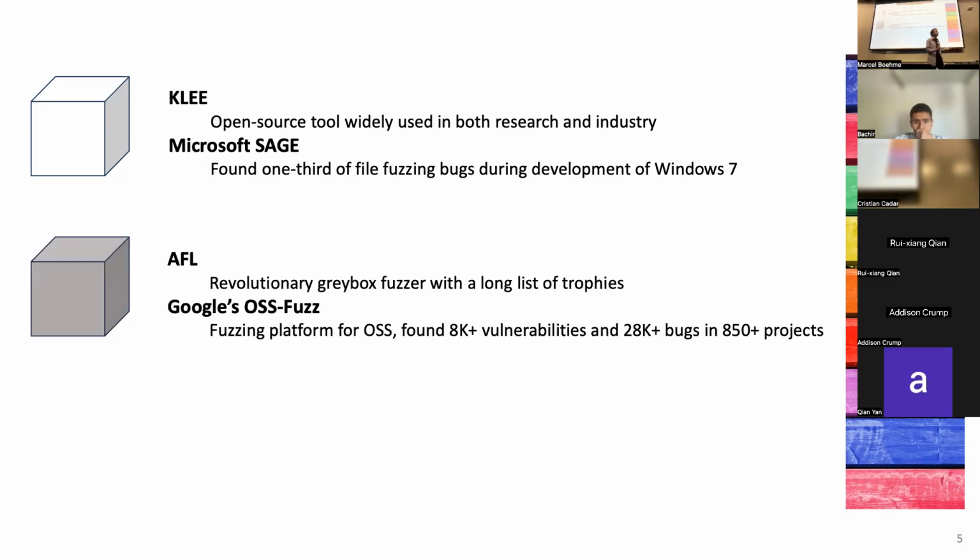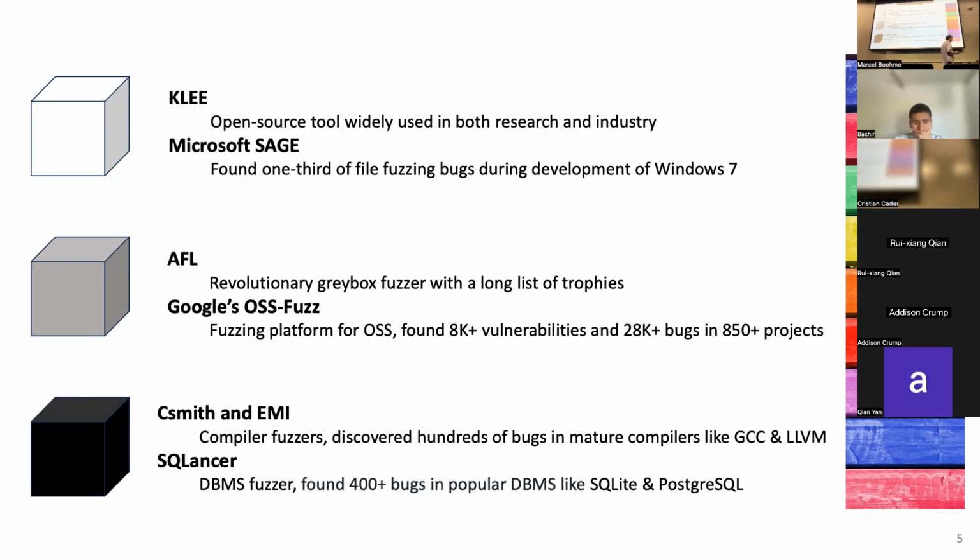In terms of greybox fuzzing, I'm mentioning here two examples. AFL, which I think everybody knows. It's been a revolutionary greybox fuzzer with a long list of trophies. And again, it has enabled a lot of interesting work in this space. And I'm also mentioning here Google's OSS-Fuzz, which I'm sure everybody here is familiar with. It's a fuzzing platform for open source software. And to date, it has found more than 8,000 vulnerabilities and 28,000 bugs in hundreds of open source software projects.